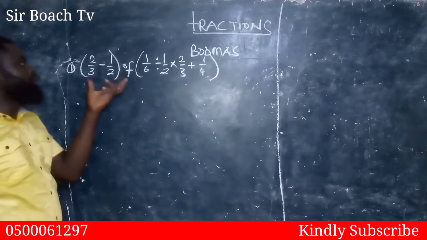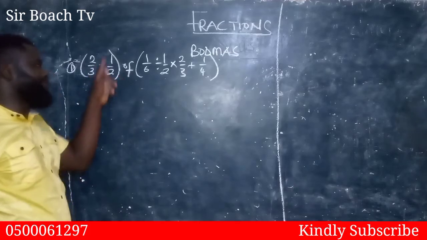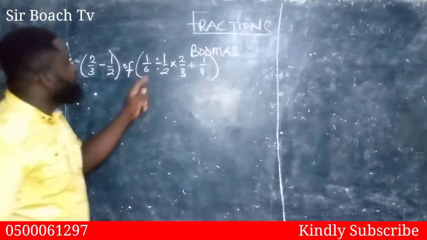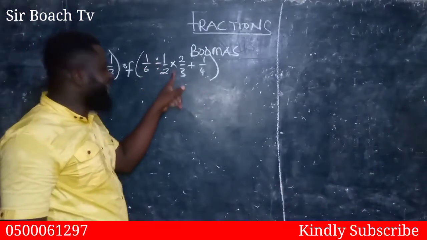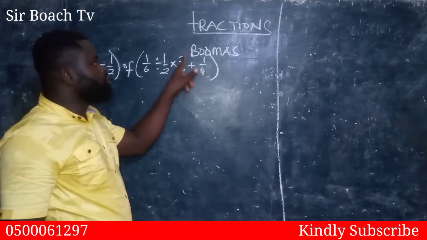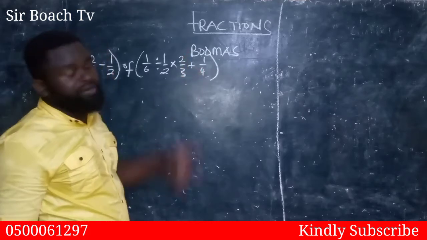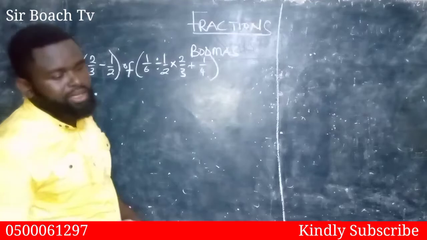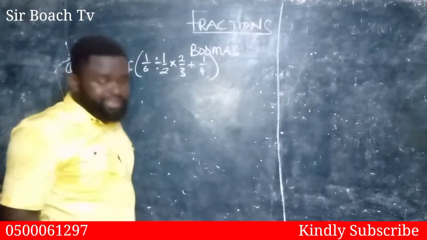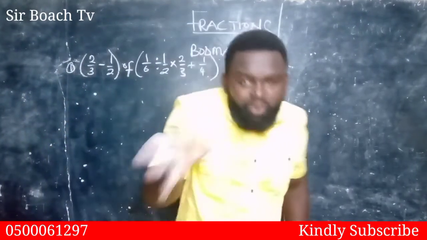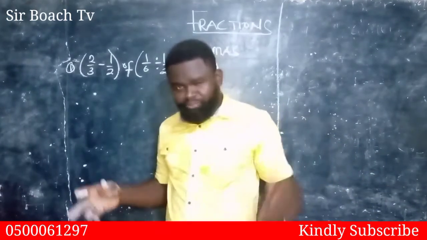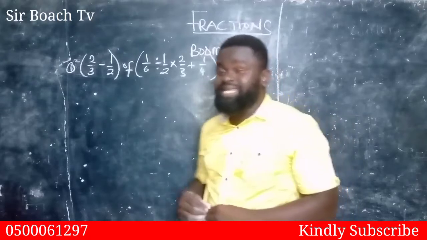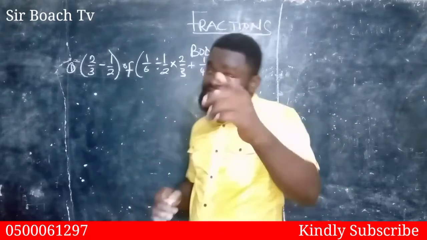So let's take this as an example. Now, we have in the first bracket, 2 over 3 minus 1 over 2, of another bracket, 1 over 6 divided by 1 over 2 times 2 over 3 plus 1 over 4. We have to use BODMAS. Now, I always tell my students, the scarier the question, the simpler it is. The scarier the question, the simpler it is. If you see a math question that is so scary, trust me, that question is very, very simple.